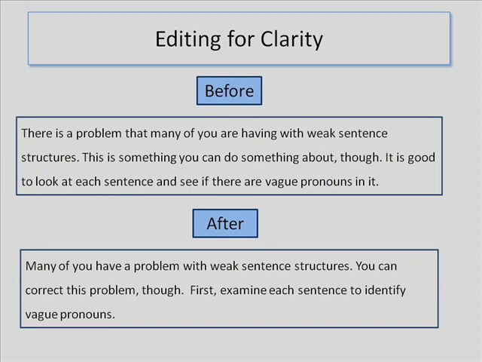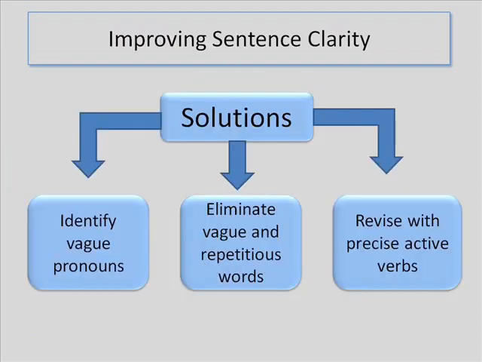Notice that the edits have now made this passage much more precise and much easier to read. In conclusion, some of the solutions we've discussed for improving sentence clarity include identifying vague pronouns, eliminating vague and repetitious words, and revising passive sentences so that they use precise and active verbs.